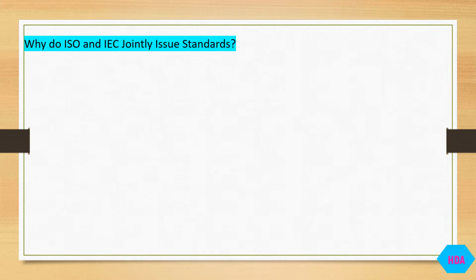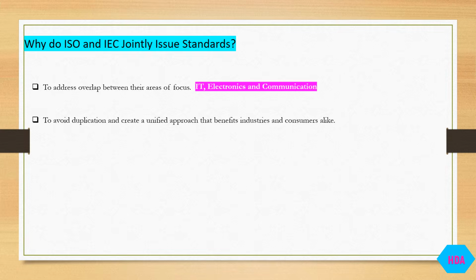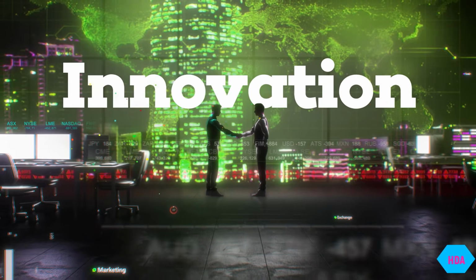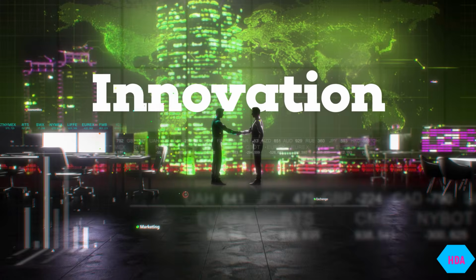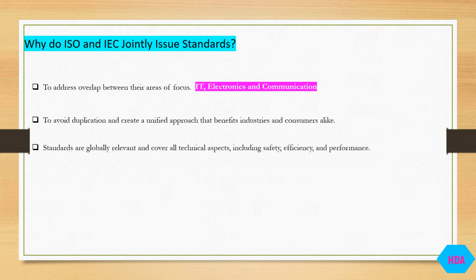So the next obvious question is, why do ISO and IEC jointly issue these standards? The answer is simple. To address the overlap between their areas of focus, such as in the field of information technology, electronics and communication. Joint efforts help to avoid duplication and create a unified approach that benefits industries and consumers. Also, the collaboration ensures that standards are globally relevant and cover all the technical aspects including safety, efficiency and performance.